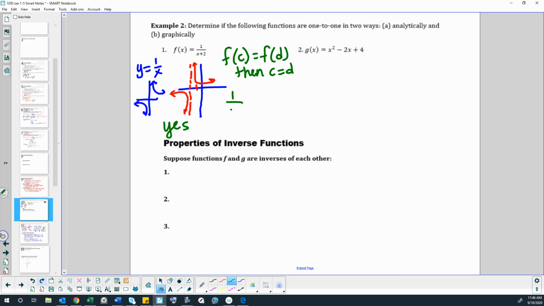So we're going to have 1 over c plus 2 equals 1 over d plus 2. We're going to cross multiply. So we have d plus 2 equals c plus 2. And then if we take 2 away from each side, we're left with d equaling c, or c equals d, whichever. So algebraically, that works as well.